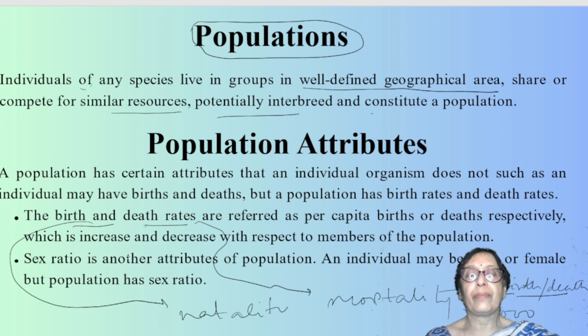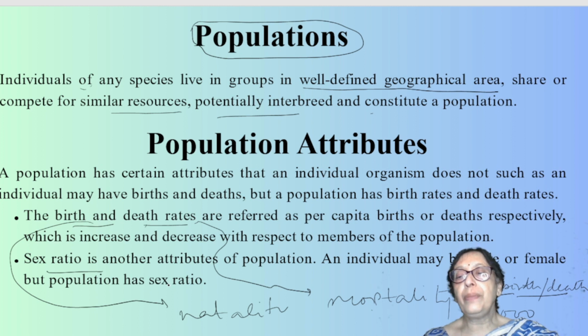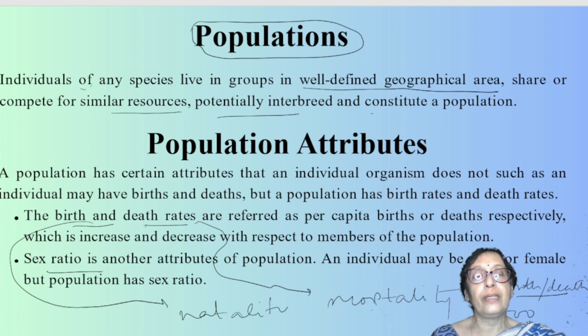Another important attribute is sex ratio. An individual may be male or female, but there must be a defined sex ratio in the population, which is a stable one. If the male-female ratio is very different from 50-50, like if it is 30-70, then the population will not continue to be a stable one.